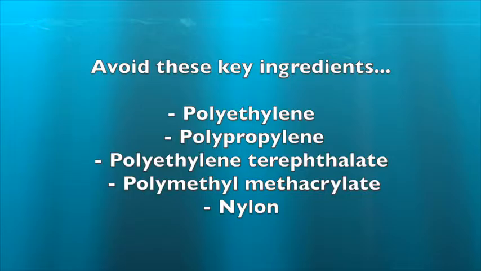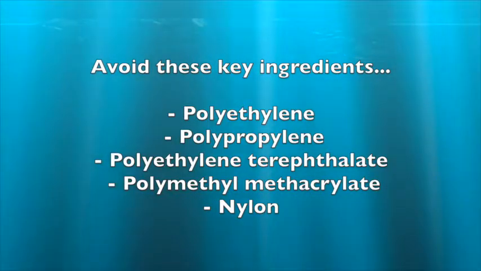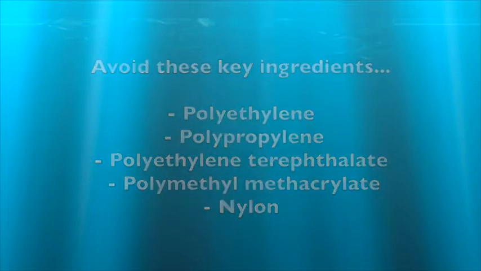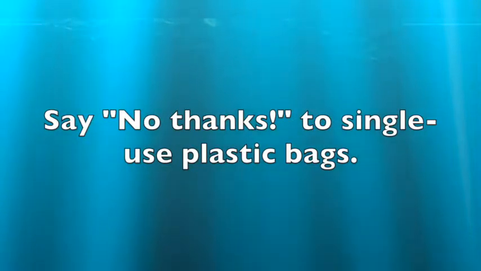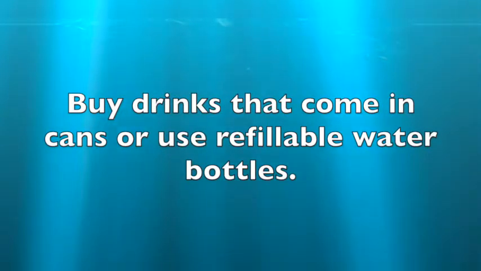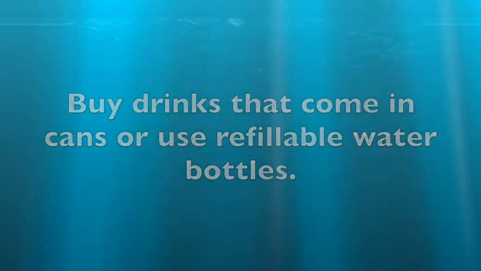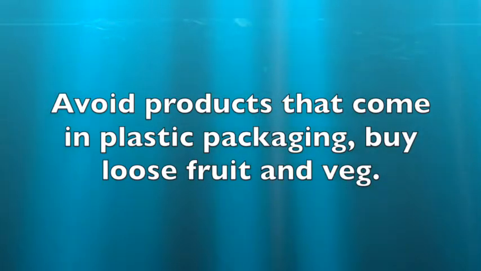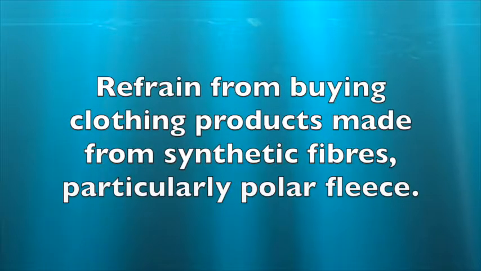5 fast ways you can minimise your plastic footprint. Avoid products with microbeads before the product ban goes into effect. Look for these key ingredients. Carry and use reusable shopping bags. Steer clear from single-use products like plastic bottles and plastic cutlery. Avoid products that come in plastic packaging. Refrain from buying clothing products made with synthetic fibres.